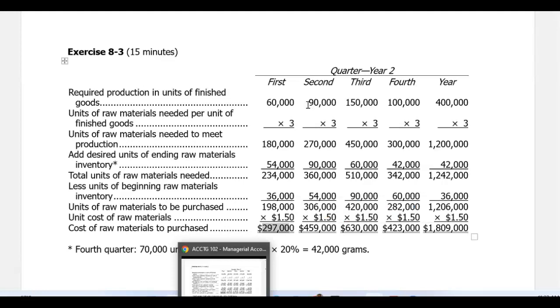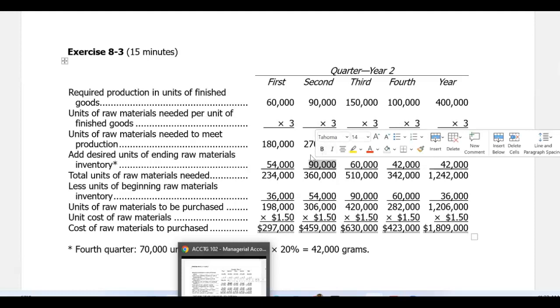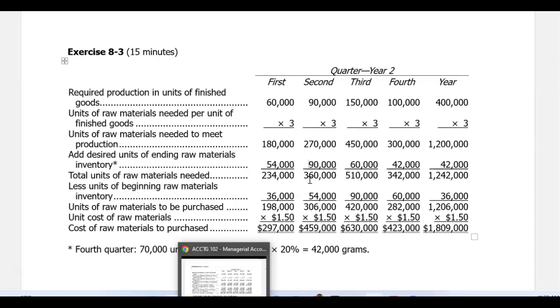So for the second quarter, we need 90,000 units times 3 grams. That's 270. Besides that, we need 20% of third quarter. So 450 times 20%, that's 90,000 grams reserve. So 270 plus 90,000 reserve, that's 360,000 grams. However, we have already from first quarter 54,000 as a reserve.